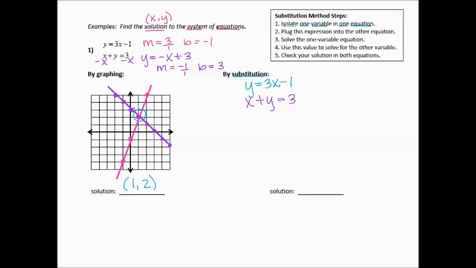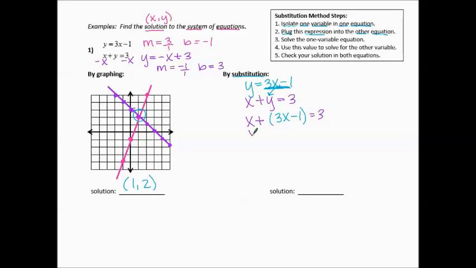But what I am going to do is plug this expression into the other equation. So I'm going to take this expression right here, 3x minus 1, and substitute it or replace it in for y. So now I have x plus, instead of this y, I'm going to put my 3x minus 1 equals 3.